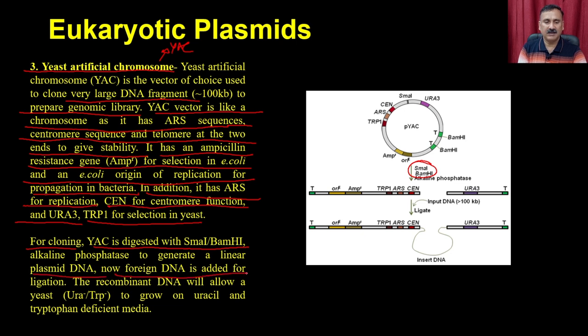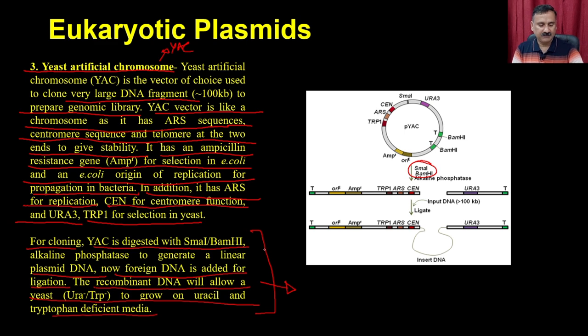Now foreign DNA is added for the ligation. At this stage, you are going to add the foreign DNA, and that's how it is actually going to get inserted between these two fragments. And the recombinant DNA will allow the yeast to grow on uracil and tryptophan deficient media, right? So screening, anyway, we are going to discuss in our subsequent class.